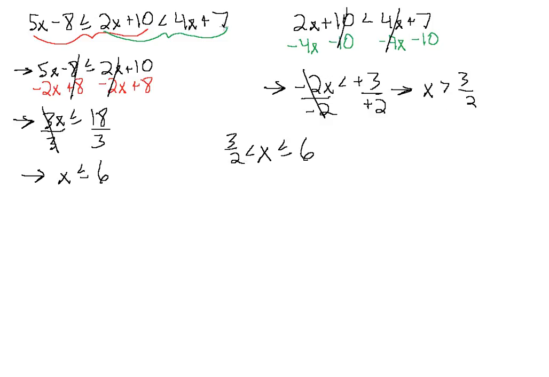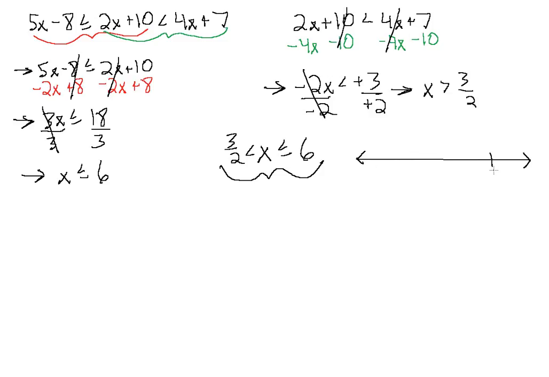Now notice we started off with an AND compound inequality. We're going to finish with an AND compound inequality. We're not going to say x is less than or equal to 6 or x is greater than 3 over 2. We're going to finish with an AND inequality. Okay, so I hope that makes sense. We start off with the same thing that we finish, the same type of compound inequality. So let's go ahead and see what this looks like on a number line.